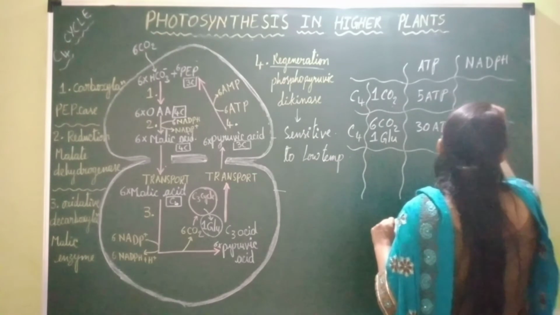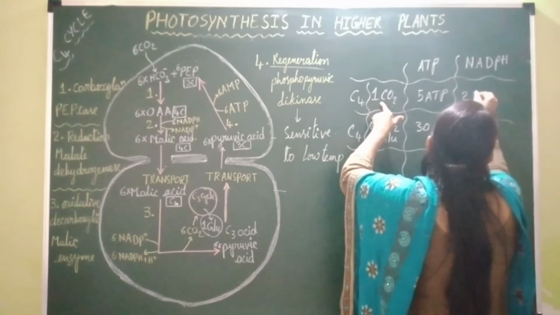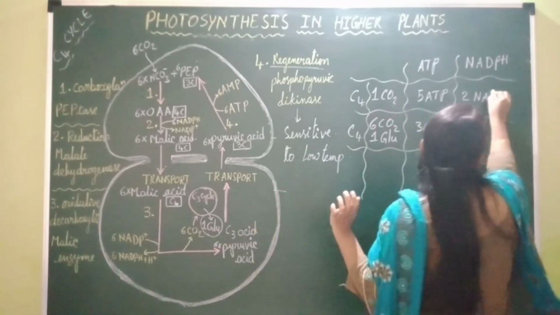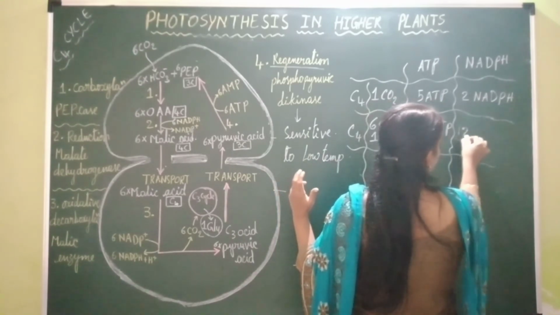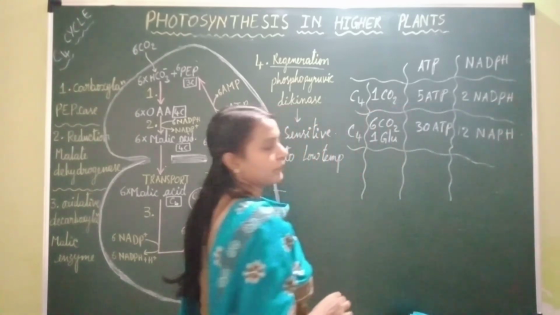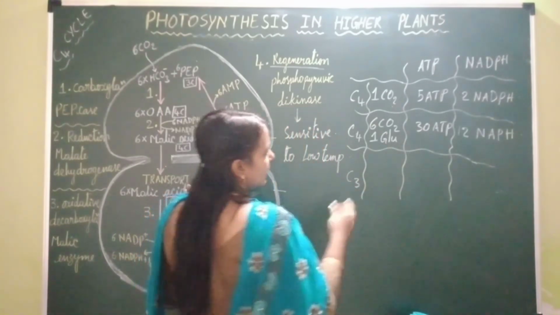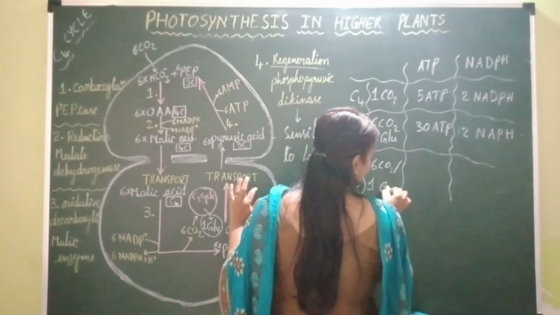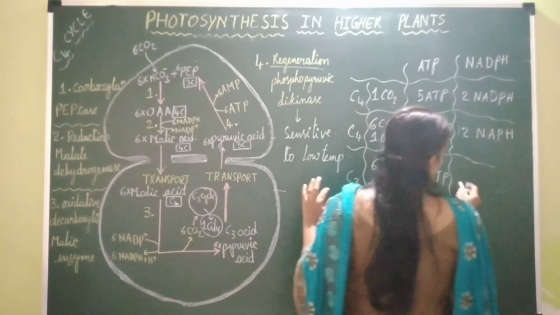Coming to NADPH. How many NADPH are consumed for the fixation of one molecule of carbon dioxide? 2 NADPH, that is in the C3 pathway, which is taking place inside the bundle sheath cell. So 2 NADPH. And for 6 molecules of carbon dioxide, how many? 2 into 6, that is 12 NADPH. Okay, so this is about C4 plants. Let's compare this energetics with C3 plants. In C3 plants, for the fixation of 6 molecules of carbon dioxide, or for the synthesis of one molecule of glucose, how many ATPs? 18 ATPs are consumed and 12 NADPH are consumed.